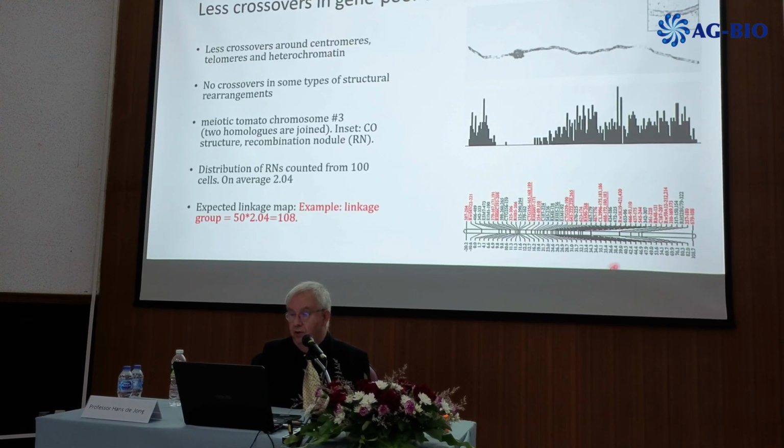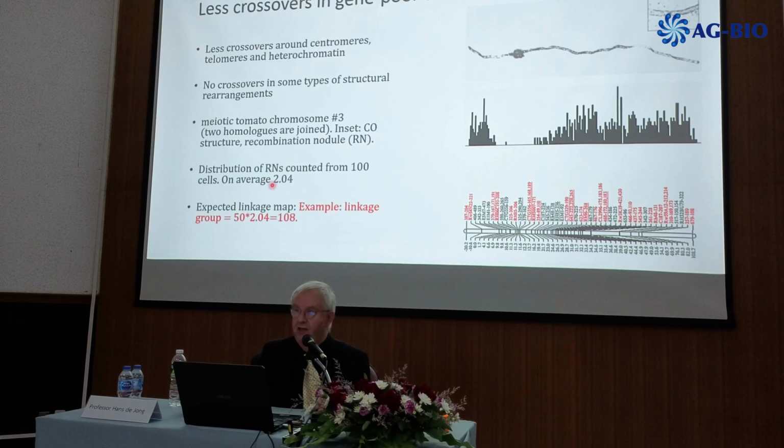So, in other words, you have to keep in mind that the distribution of crossover events along the chromosome pair is not always the same. Another important thing is that you can count the number of crossover events. You can see the word RN. I forgot to, oh yeah, it's here. It's a recombination nodule. That is the structure that shows precisely in the electron microscope the position of a recombination event, of a crossover event.